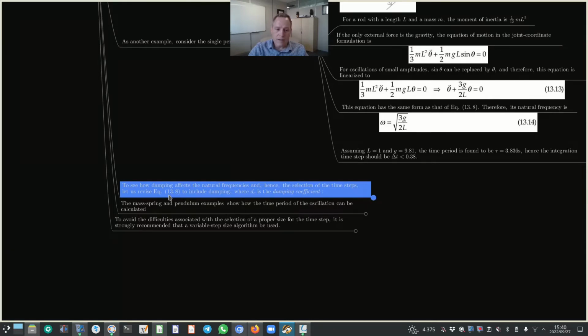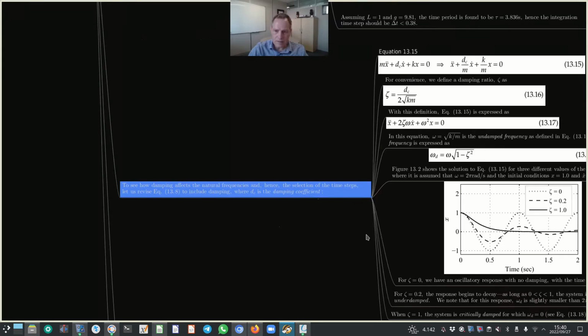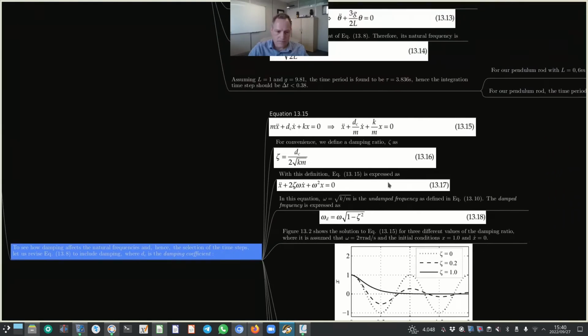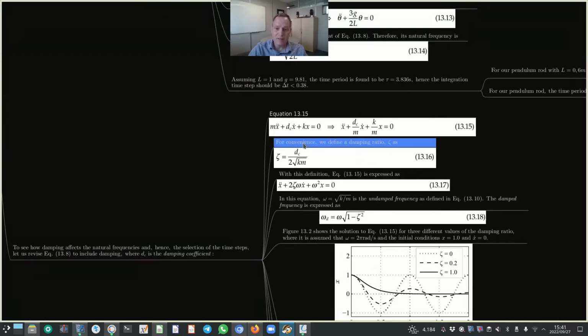So we need to revise equation 13.8 to include damping, where d subscript c is the damping coefficient. Okay, so this gives us equation 13.15. X double dot plus the damping coefficient divided by m x dot plus the spring stiffness divided by m x equals 0. For convenience, we define the damping ratio zeta as the damping coefficient divided by 2 times the square root of the spring stiffness multiplied by the mass.